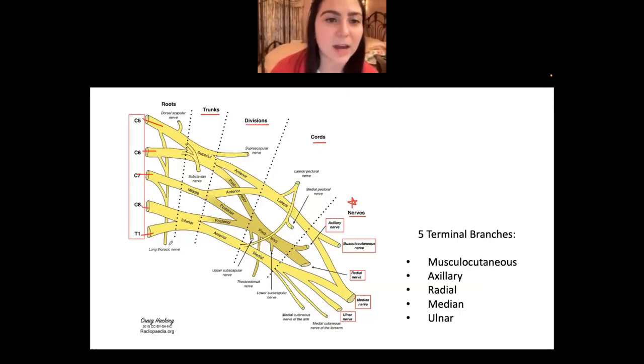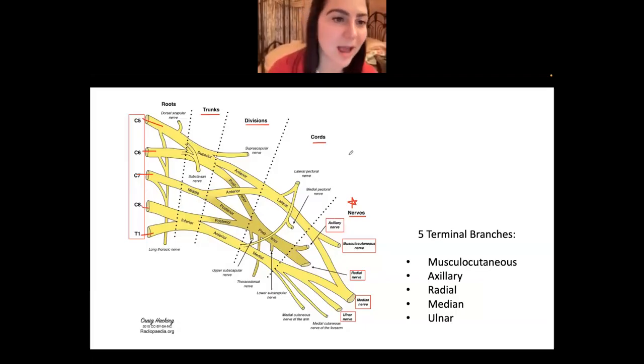But you'll see there's a lot of other stuff. There are the superior, middle, and inferior trunks, then anterior and posterior divisions of those trunks, and then the cords: the lateral cord, the medial cord, and the posterior cord. Like I said, these are important to know. I do think it is worth your time to draw these out and have these memorized.